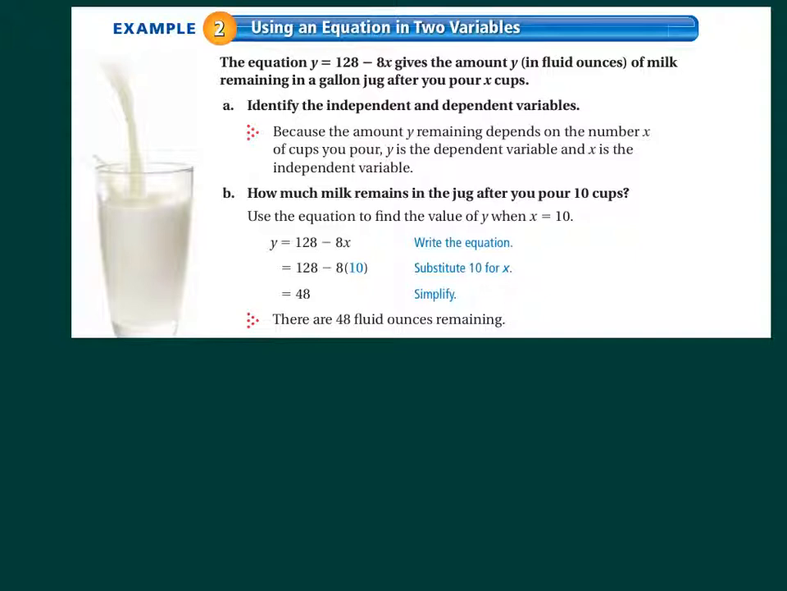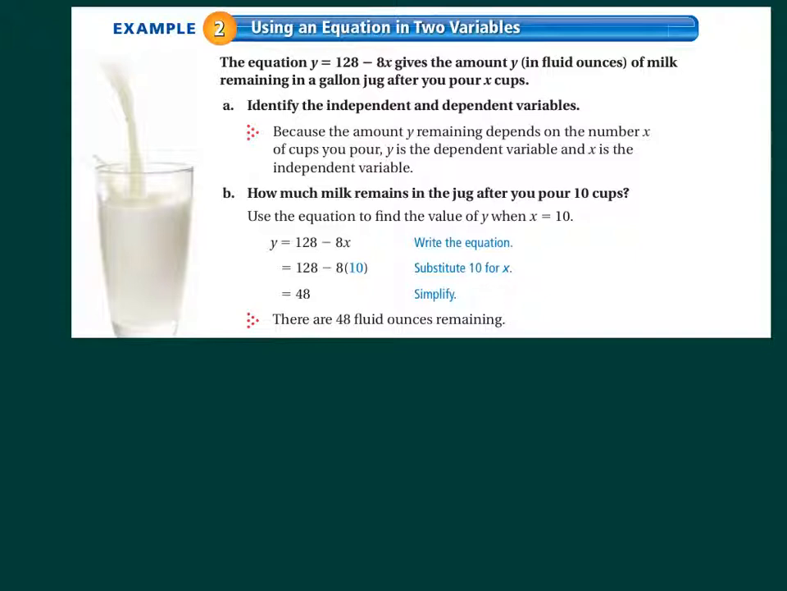So the independent variable in this problem is going to be the amount y remaining. Again, it's always going to be the y value, the y remaining, because it depends on how many x cups you pour out of the jug of milk. So again, y is the independent, or excuse me, x is the independent as always, y is the dependent.